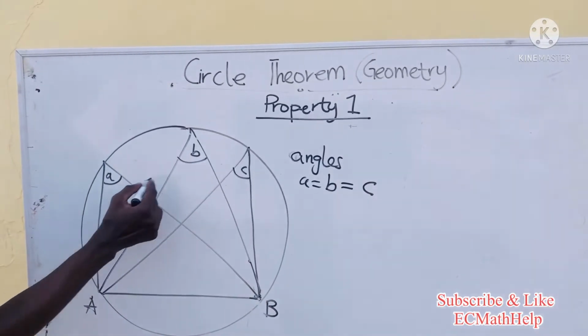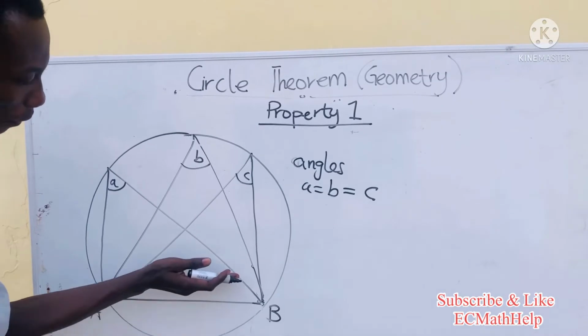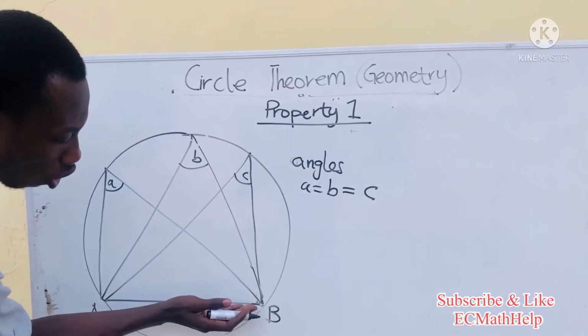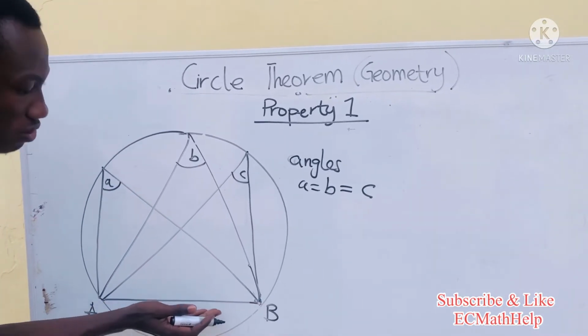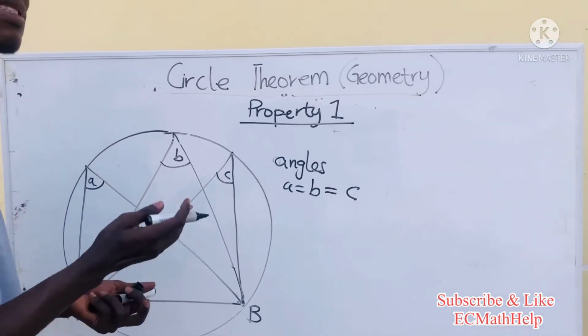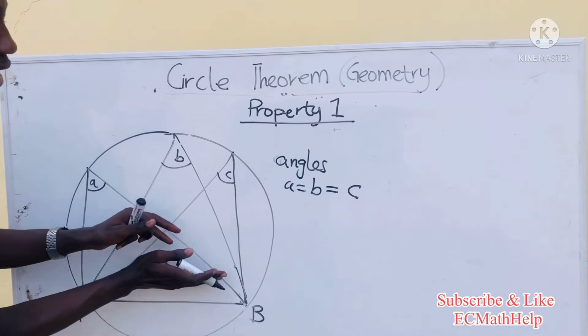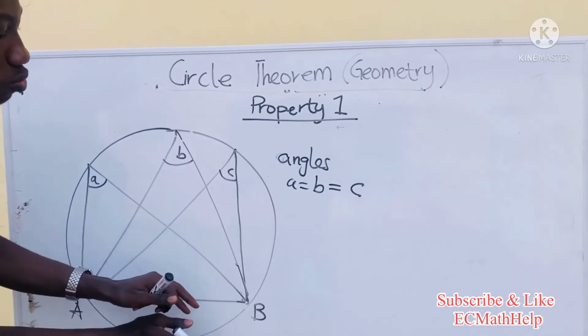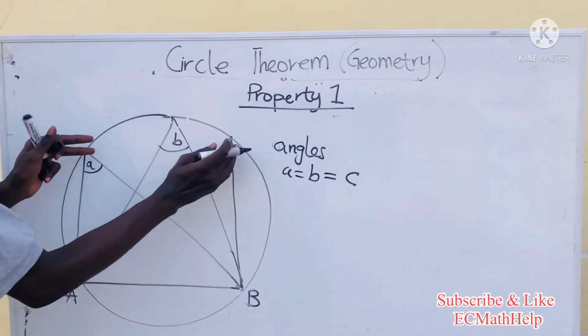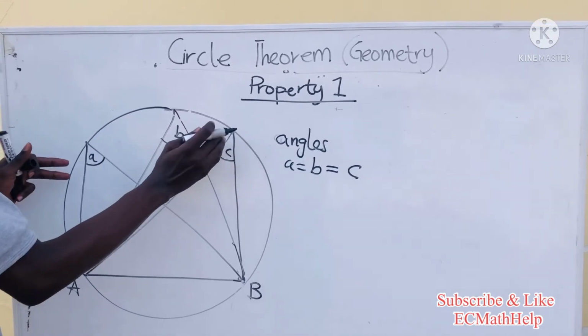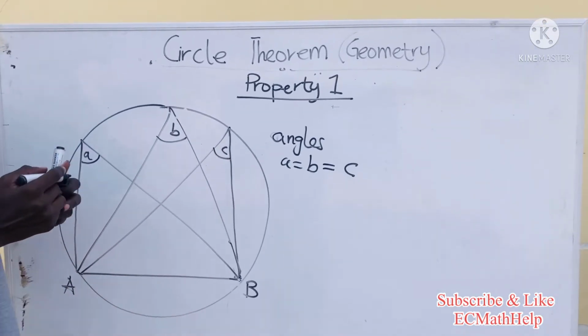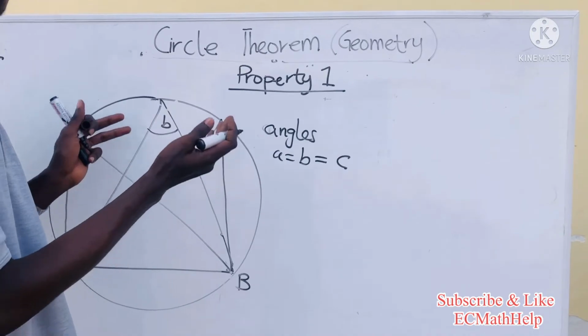This is a segment. From here to here is a big segment, and below the chord AB is a small segment. Now mind you, a segment is dividing something into two parts. So this is a big segment and this is a small segment. The angles formed in this segment are all equal. Now let's move on to an example of property 1.